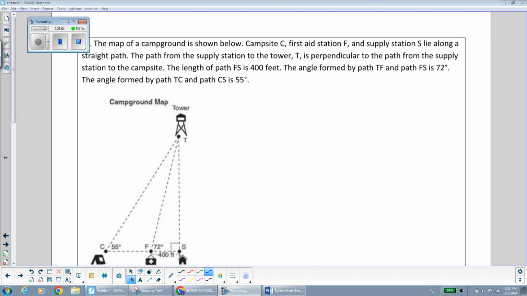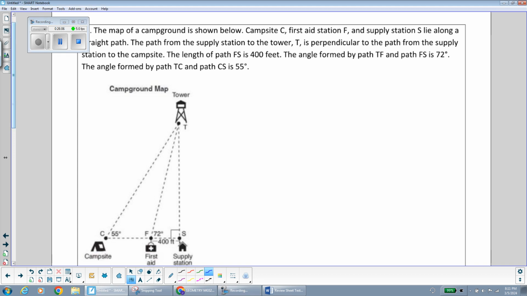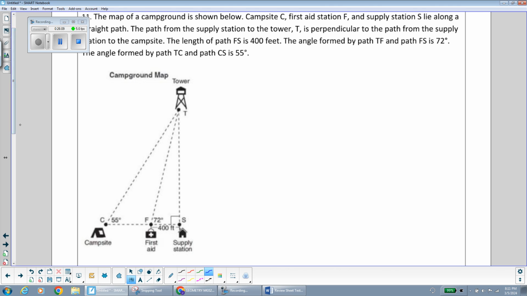The map of a campground is shown below. Campsite C, first aid station F, and supply station S. It's really nice when they use the letters that actually represent what the stuff is. It makes it easier to figure out. And they lie along a straight path. That's important because here they are. The path from the supply tower T is perpendicular to the path from the supply station to the campsite. And that's why we have that 90-degree angle here.